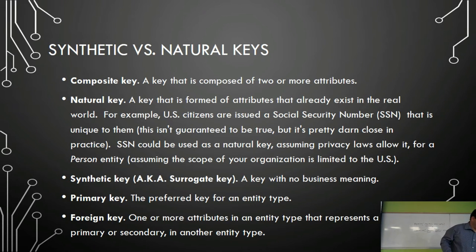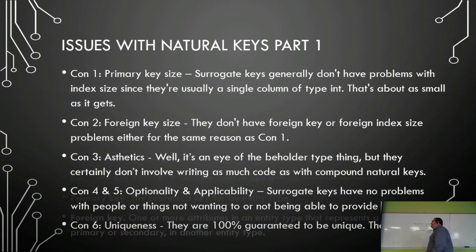Now I'm going to start talking about issues with natural keys. And that's how, believe it or not, I got two slides of issues. There's a lot of problems when you start using natural keys. And the first one is the size of the primary key. Now, surrogate keys don't have a problem with size. Why? Because they're usually numbers. That means they're tiny.